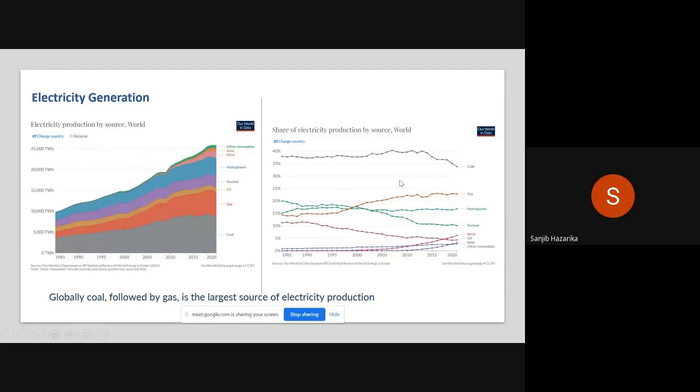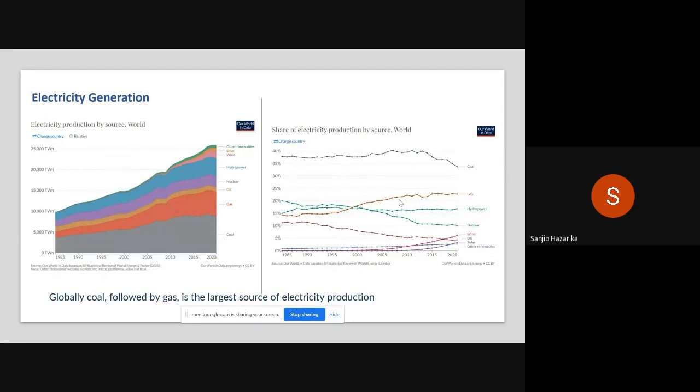And on the right side, it's basically showing the trend of each of the fuels. Here we can see the overall percentage of coal in overall electricity production. It decreased from around 37 or 38% to less than 35%. And gas has remained the same for the last couple of years, maybe around 22, 23%.